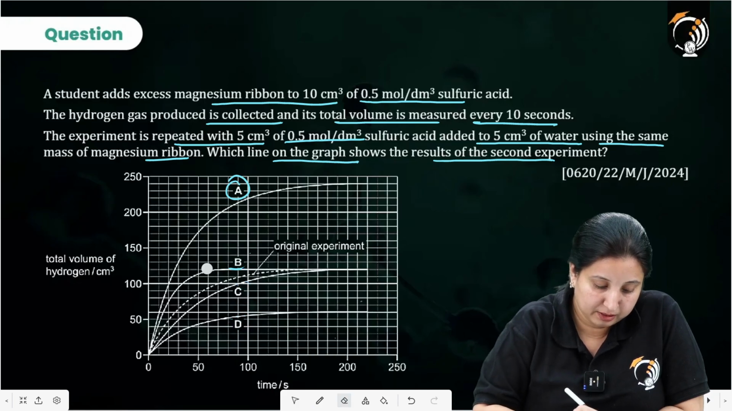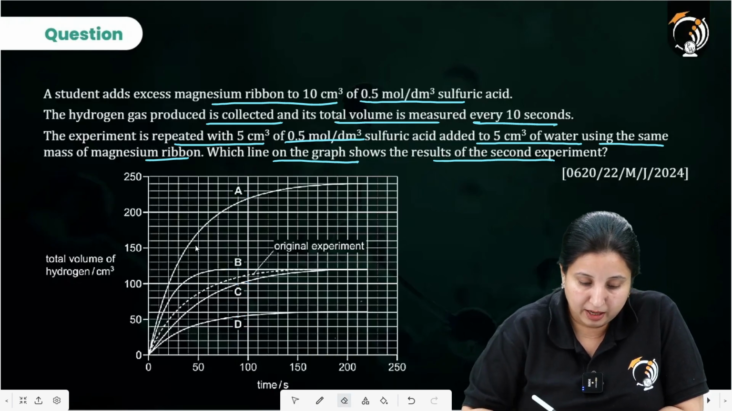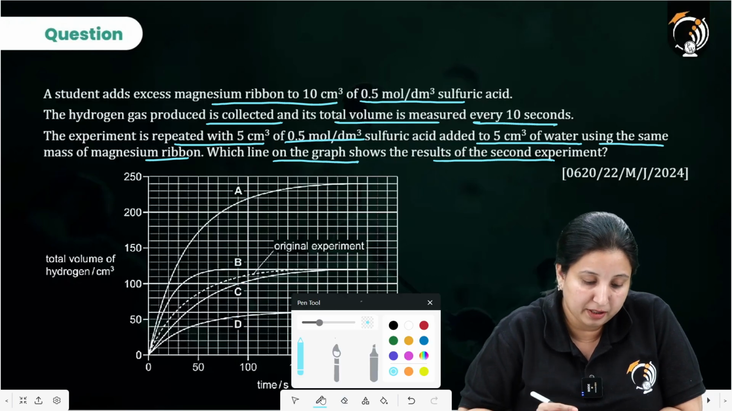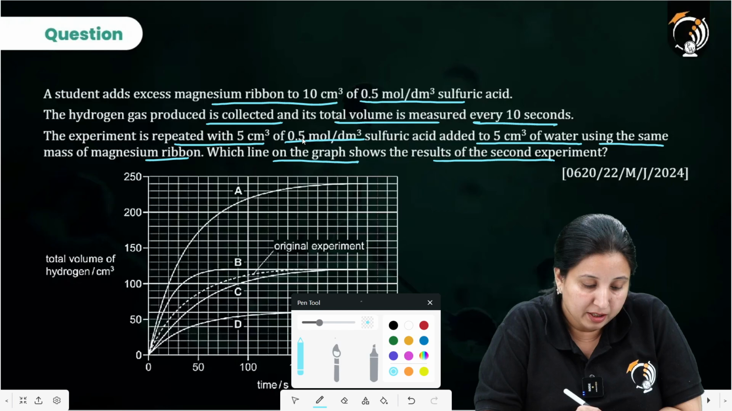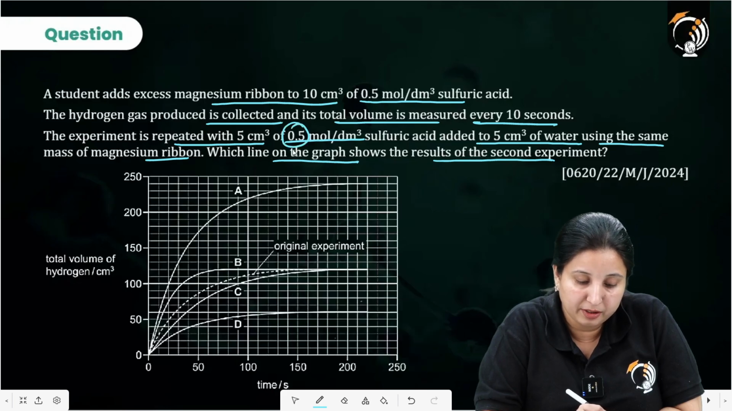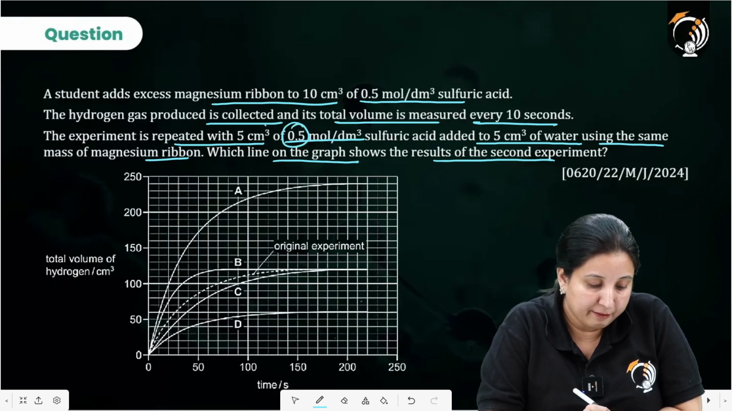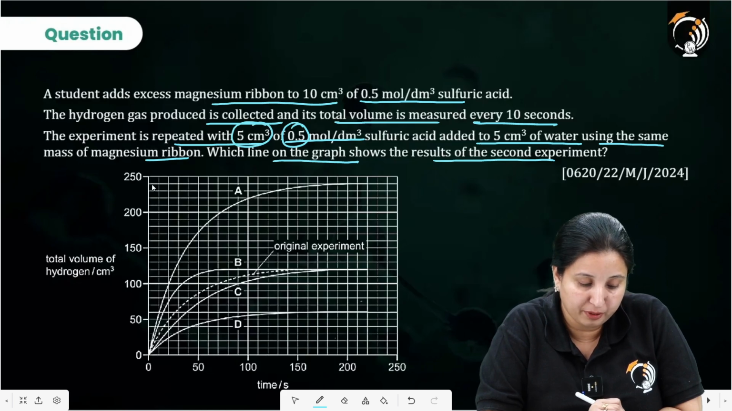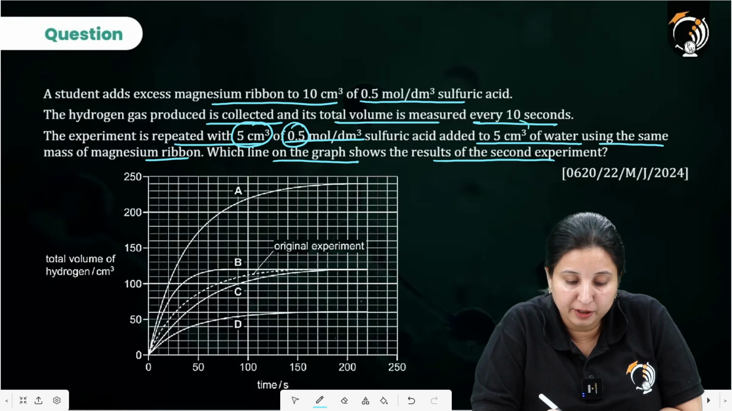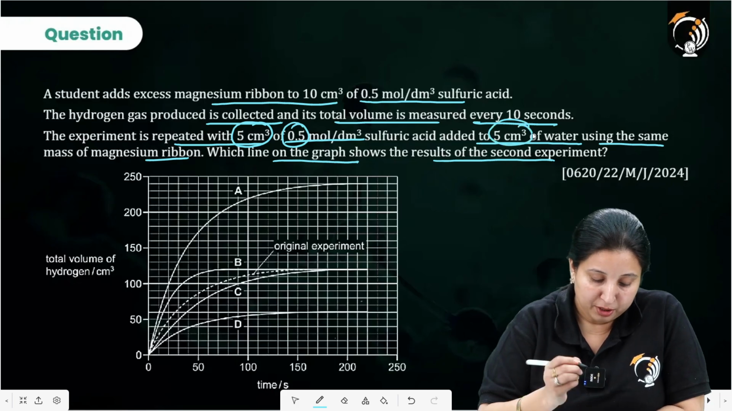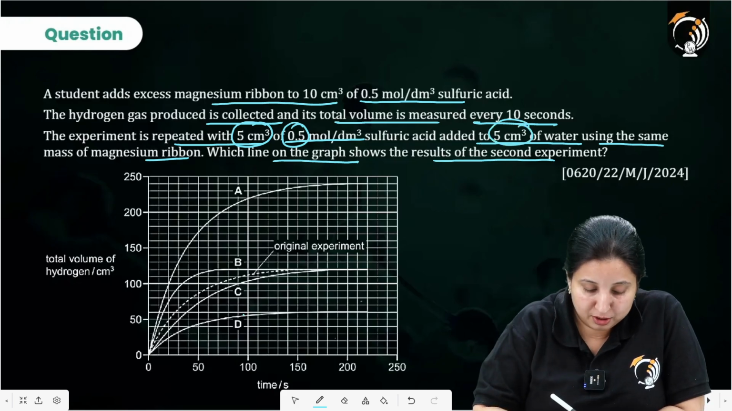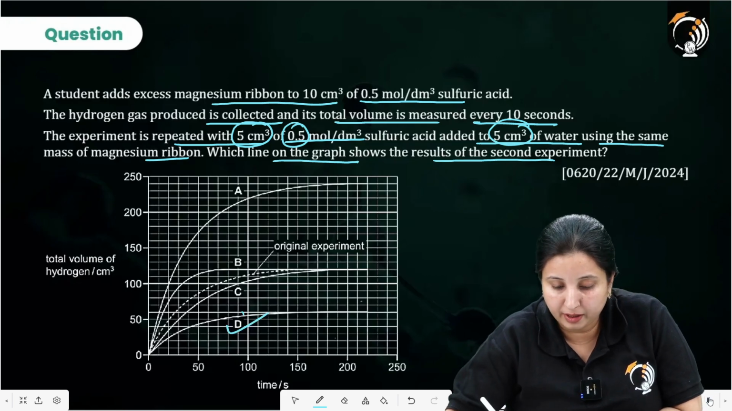the question is asking for the line that shows the results of the second experiment. In the second experiment, the concentration of sulfuric acid is the same. We have taken 5 cm³ over here and it is added to 5 cm³ of water. Okay, so of course the rate is going to be lesser. So option D is going to be the correct answer.